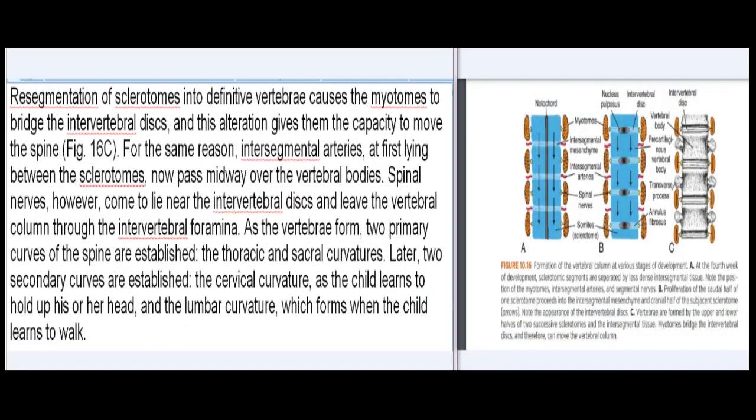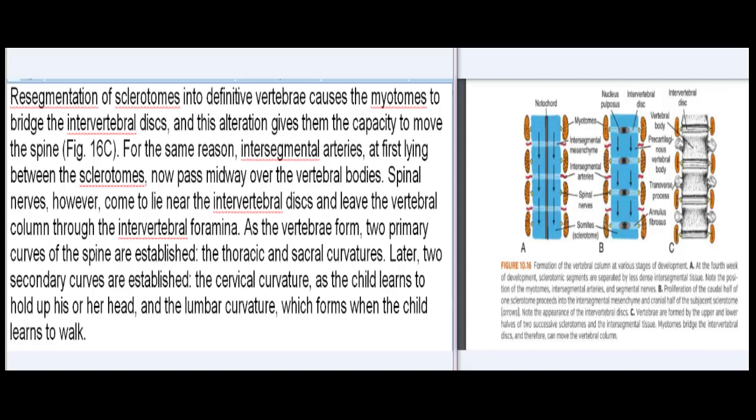Resegmentation of sclerotomes into definitive vertebrae causes the myotomes to bridge the intervertebral discs, and this alteration gives them the capacity to move the spine (Fig. 16c). For the same reason, intersegmental arteries, at first lying between the sclerotomes, now pass midway over the vertebral bodies. Spinal nerves, however, come to lie near the intervertebral discs and leave the vertebral column through the intervertebral foramina.